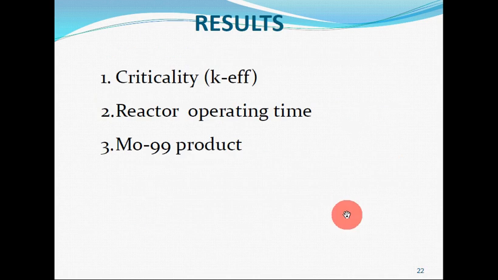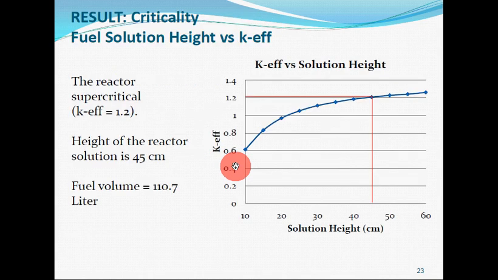The result. One is criticality or K effective, and the second is reactor operating time. Number 3 is molybdenum 99 product. The result, criticality, fuel solution height versus K effective.